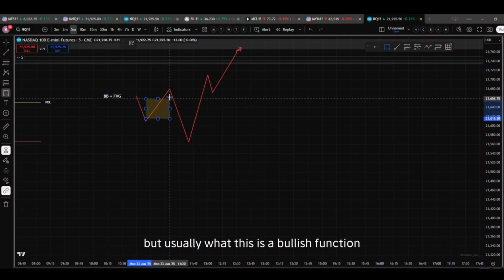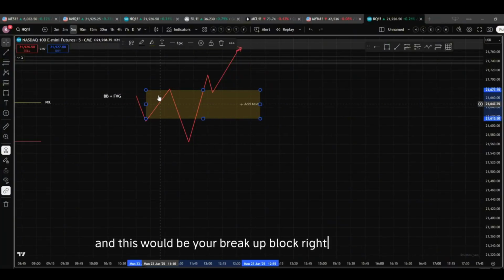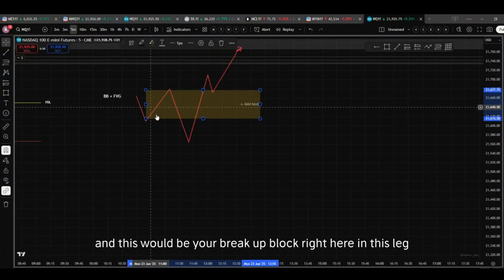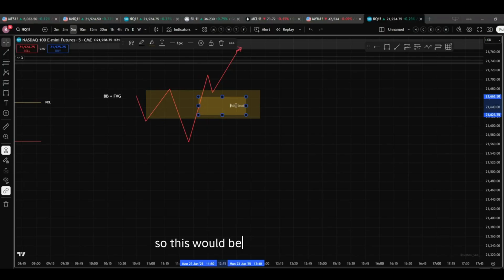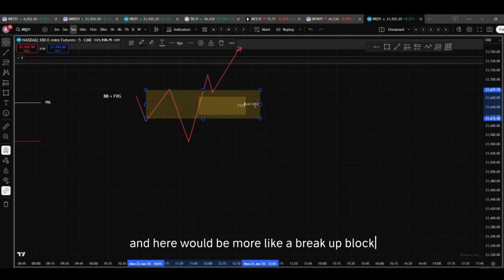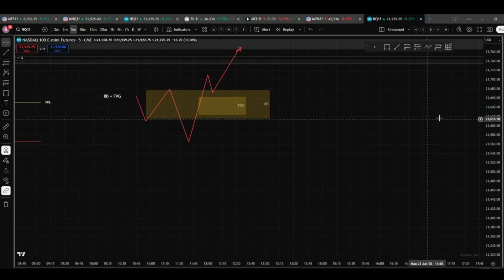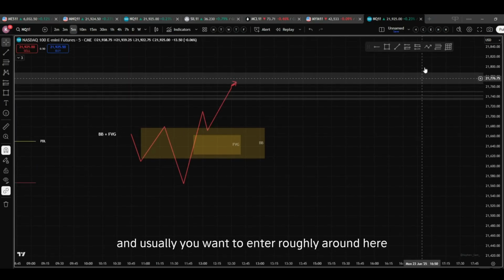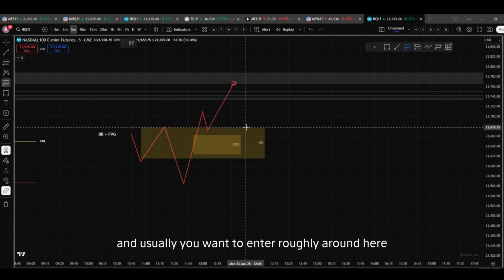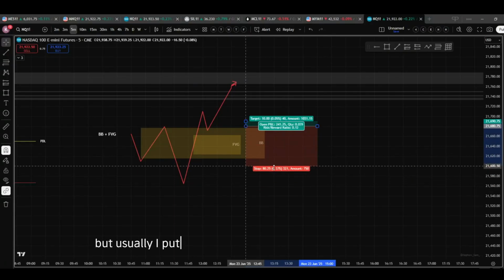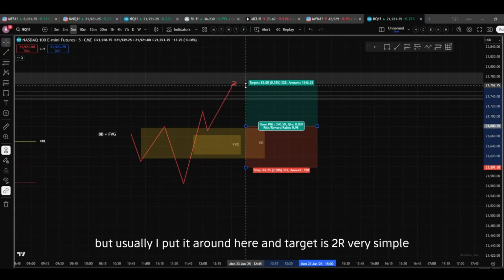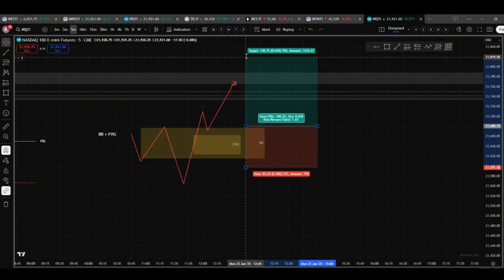Usually this is a bullish setup, and this would be your breaker block right here in this leg. Within that leg, you want to have a fair value gap. So this would be the fair value gap, and here would be more like the breaker block. Usually you want to enter roughly around here, at the retest. Stop loss either here or at the bottom, but usually I put it around here. And target is 2R. Very simple.